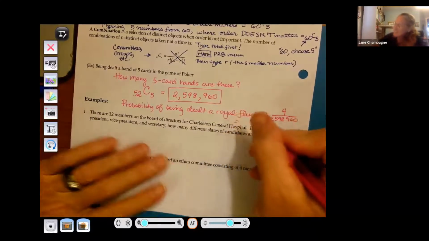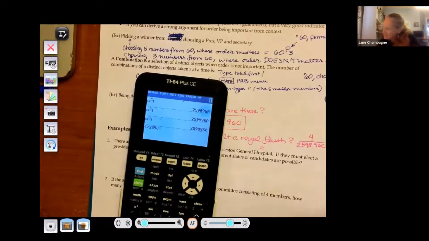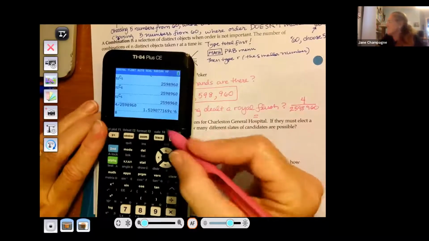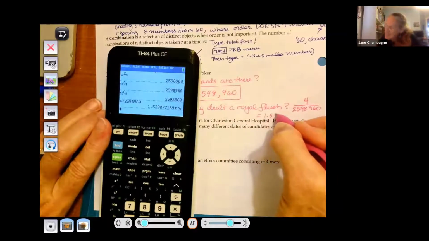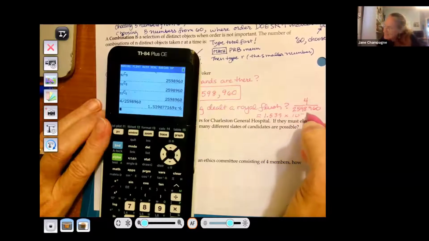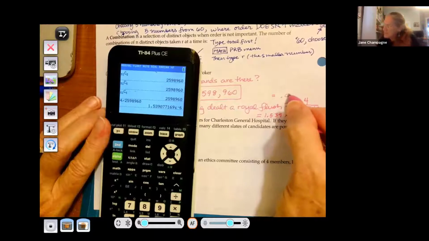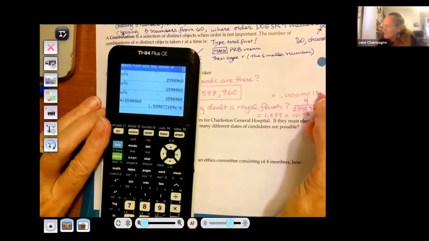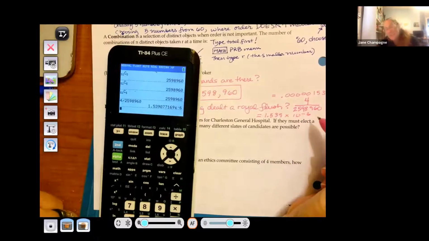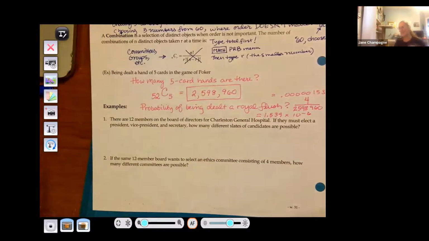It's pretty unlikely. Let's see. 4 out of 2,598,960 is scientific notation 1.539 times 10 to the negative 6. Let me put it up here. That would be 0.000001539. Pretty unlikely, pretty close to 0. So those are high stakes winning.